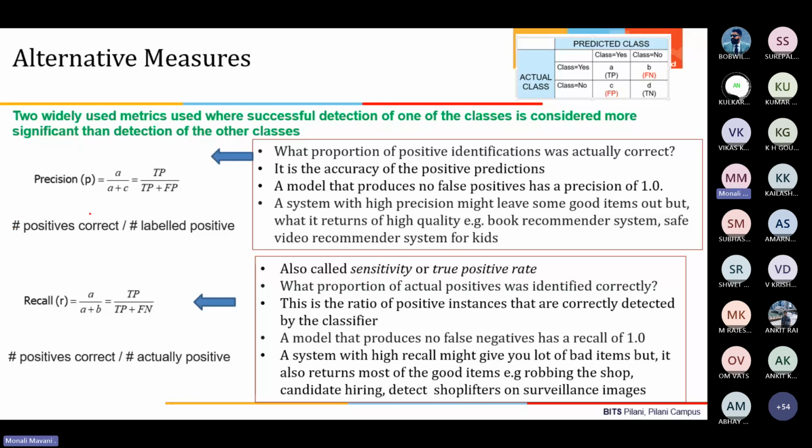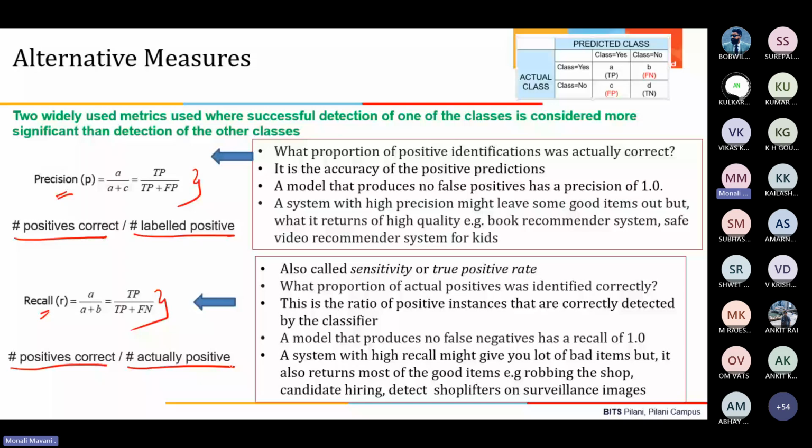Now, so this was the problem with accuracy. So we go ahead with another measure. There are other measures, precision and recall. This is the formula for precision. This is the formula for recall. Precision is the number of positives correct divided by the actual labeled positive. And here, the number of positives correct divided by the number of actual positives.